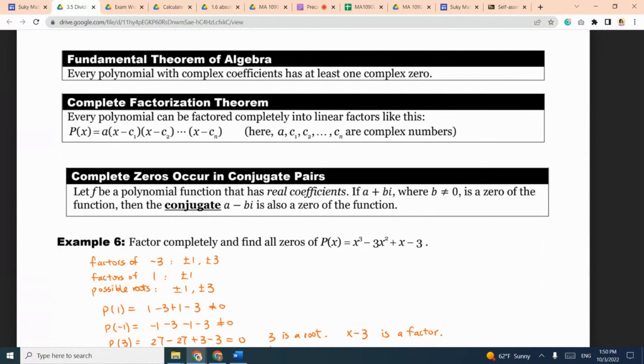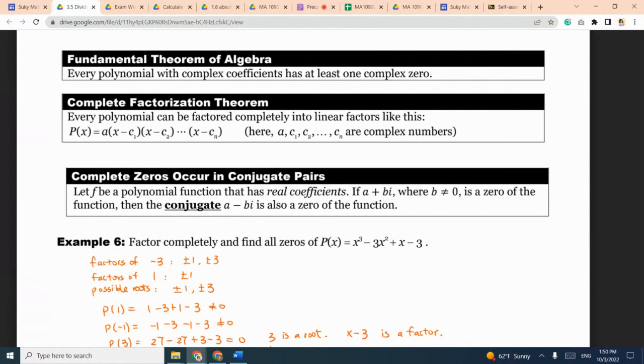Complete factorization theorem: every polynomial can be factored completely into linear factors like these. Here these are the complex numbers. So over the complex numbers, we can decompose it as a product of linear factors.